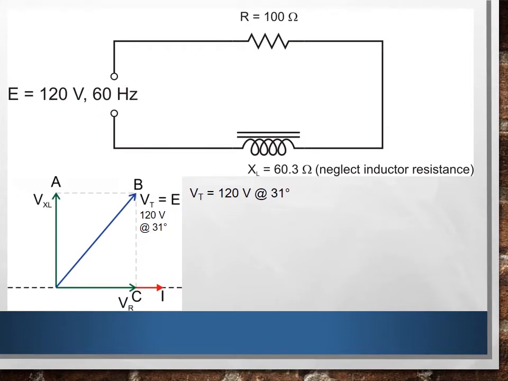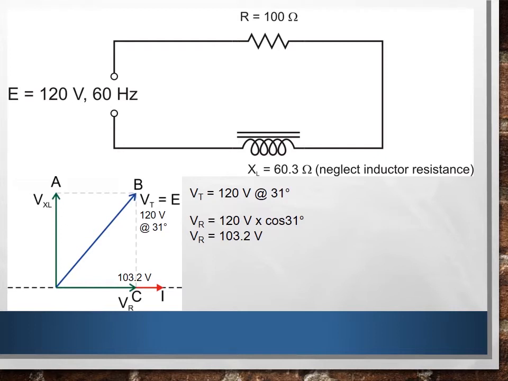Another way to figure out our voltage values is to use our phasor diagram and trigonometry. Since we know that our voltage is 120 volts at 31 degrees, we can figure out what our VR is by using the cosine. The formula for this would be VR is equal to E times the cosine of theta. In this case, 120 volts multiplied by the cosine of 31, which gives me a value of 103.2 volts. That's the same as the horizontal aspect of my voltage triangle.